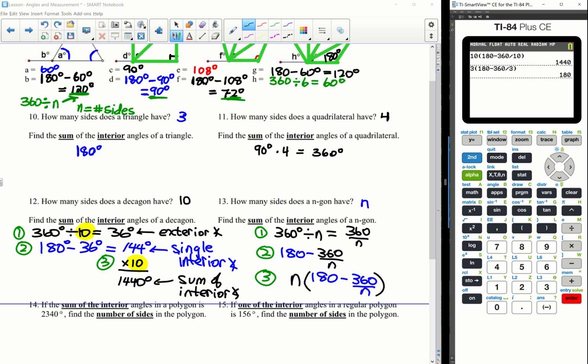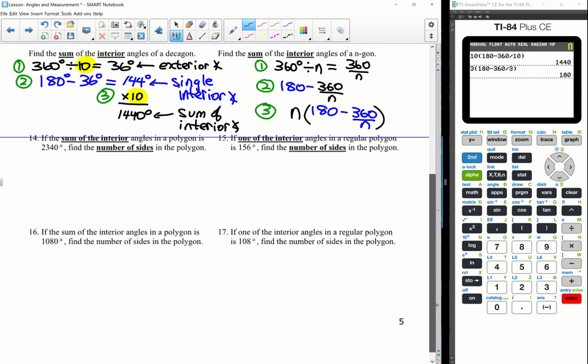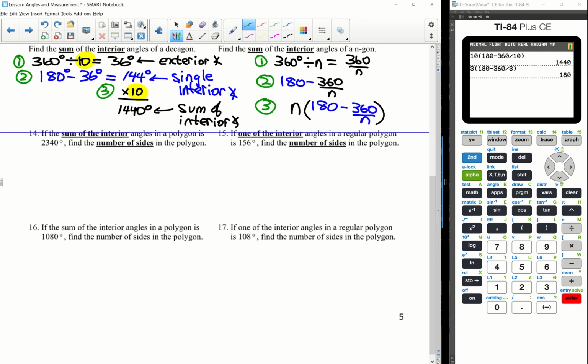So numbers 14 and 15 are really just taking that concept. Well, 14 through 17 are either drawing the diagram and so on, or using this brand new rule and working with it in different ways. So I'm going to put stars on these and let you have time to practice them, which means take them home and do them on your own.